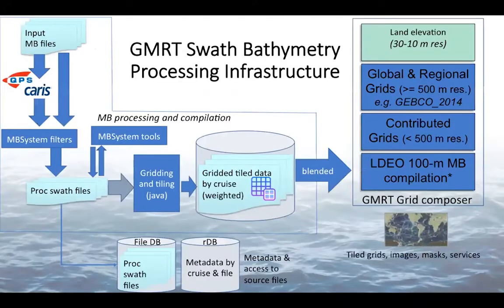This is just a little workflow diagram to show how we manage the bathymetry data. We sometimes make use of commercial processing software, but ultimately we push it through open source software called MB-System to generate these processed files. We then grid that into grids based on individual cruises, and that is what gets pushed into the GMRP compilation. Those processed data files go into a file database repository that sits behind a metadata catalog, so people can come and search for and download those files directly.